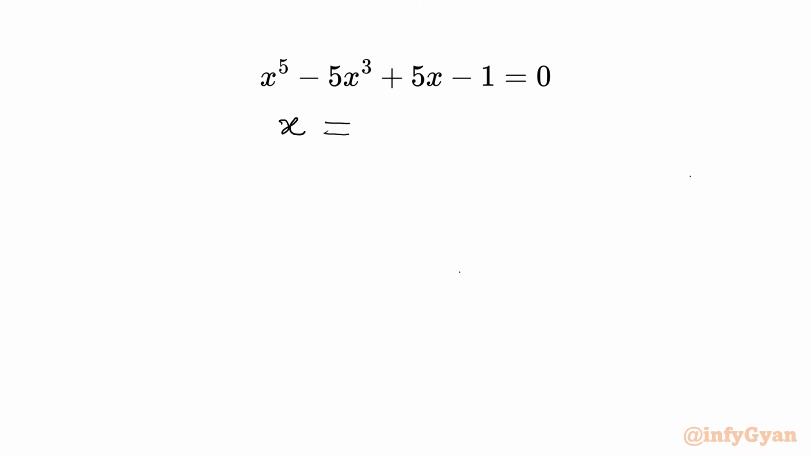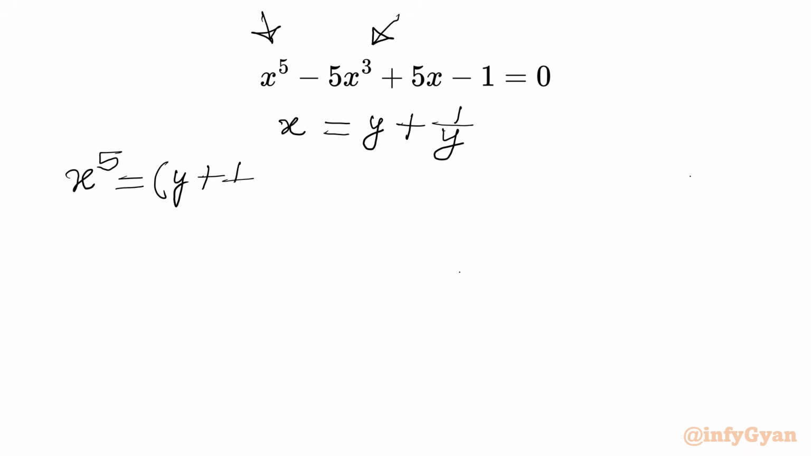It is x equal to y plus 1 over y. Here we have x power 5. Here we have x cube. Both values we are going to find. So x power 5 would be y plus 1 over y whole power 5.